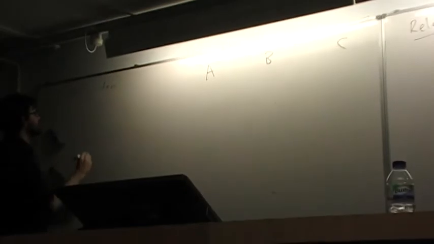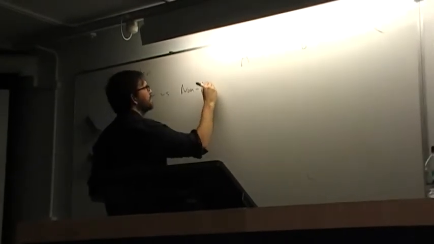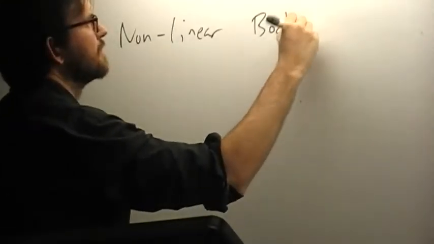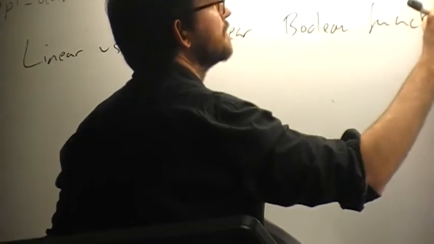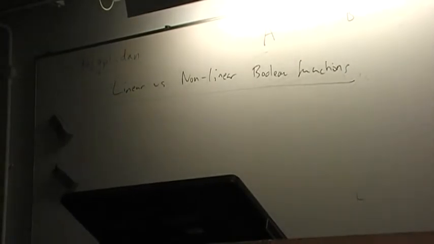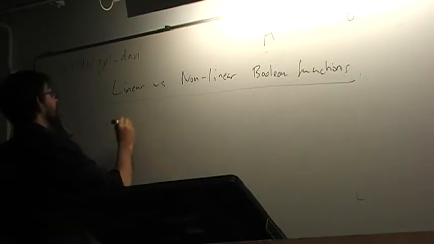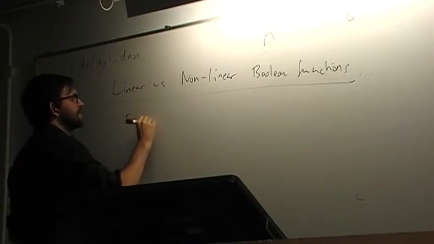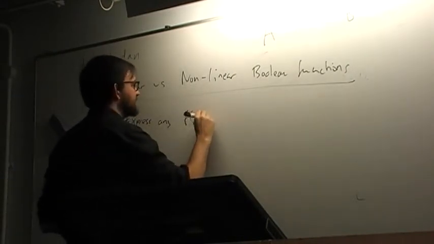So it really boils down to linear versus non-linear Boolean functions. And so what's a Boolean function? It's just a map from n bits to 1 bit. You may be aware that any Boolean function you can write down as a polynomial over Z2, so a polynomial with multiplication and addition modulo 2. So we can express any Boolean function f of x as some polynomial.